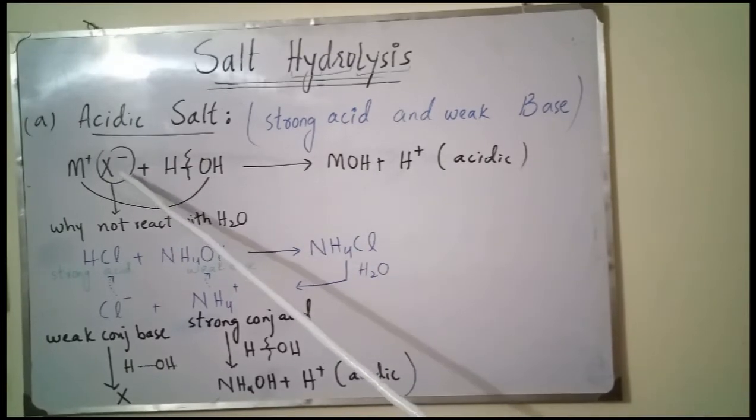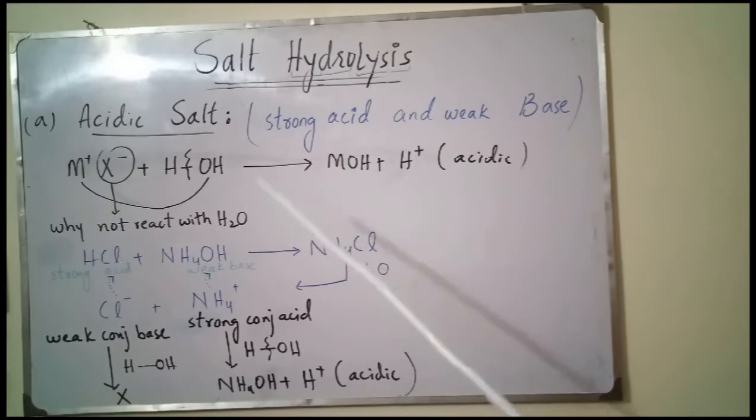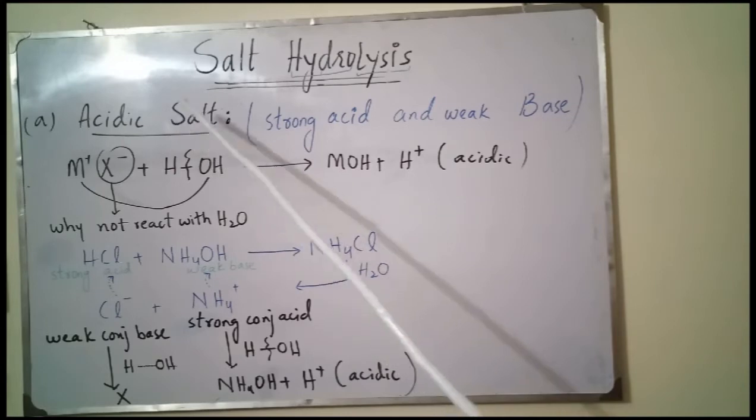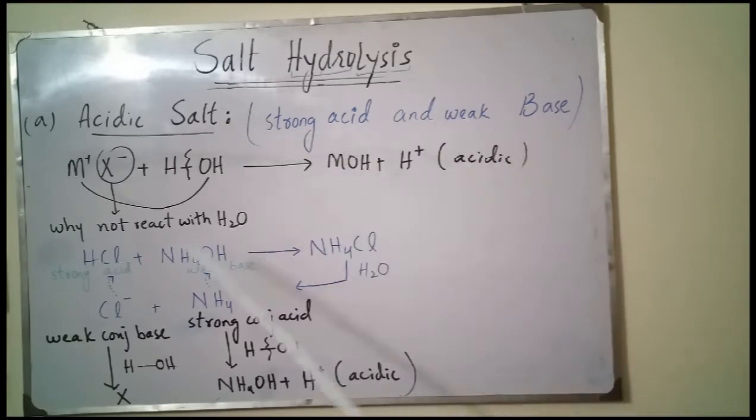But why not the X negative? It means why does the negative part of the salt not react with water? Now comes the reason for that question. You know that an acidic salt is a salt which is made from a strong acid and a weak base. Let us consider the reaction. This is a strong acid, this is the weak base.